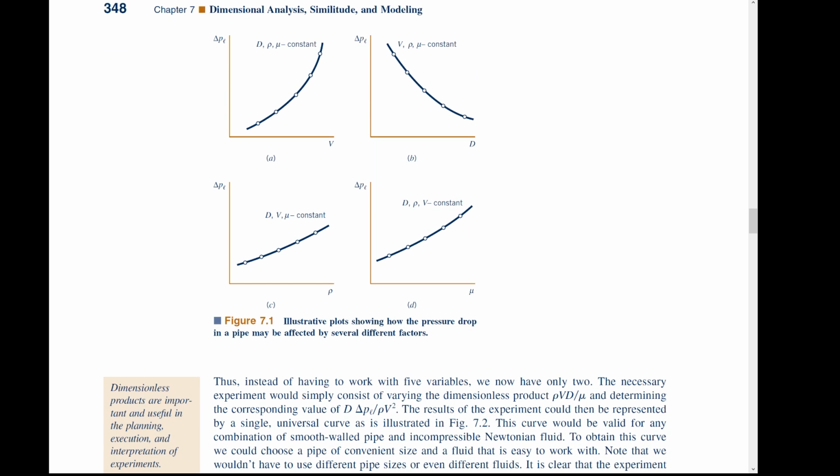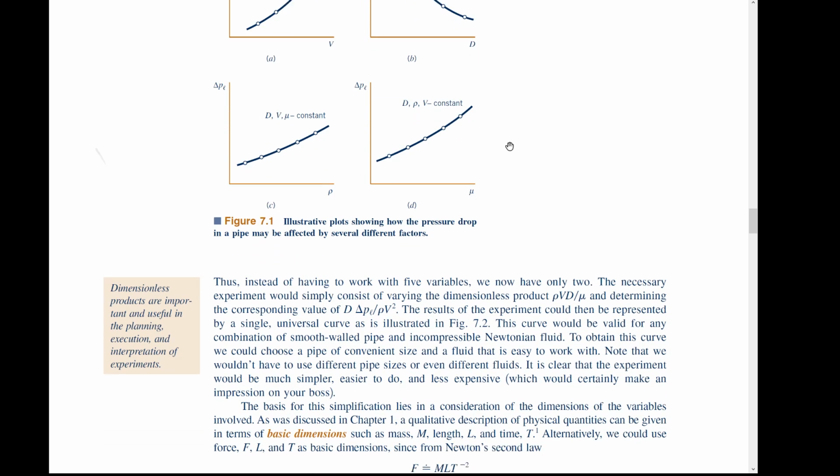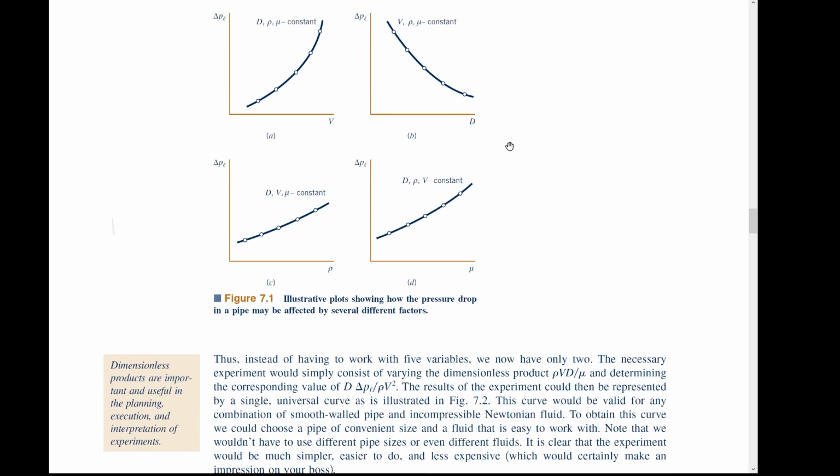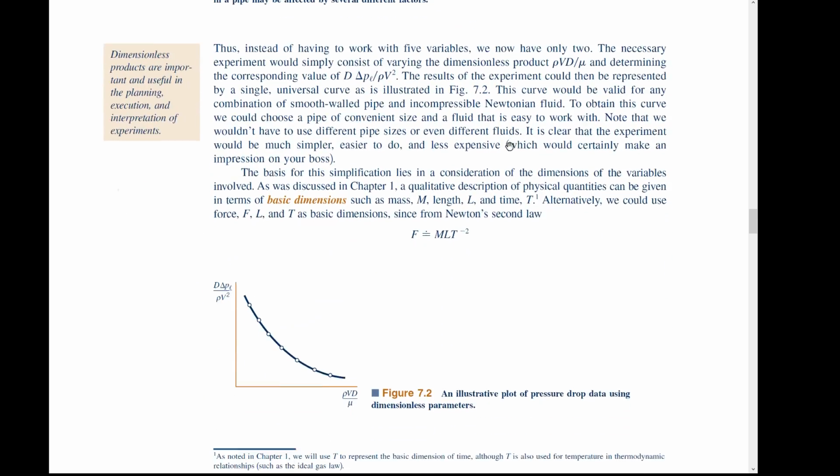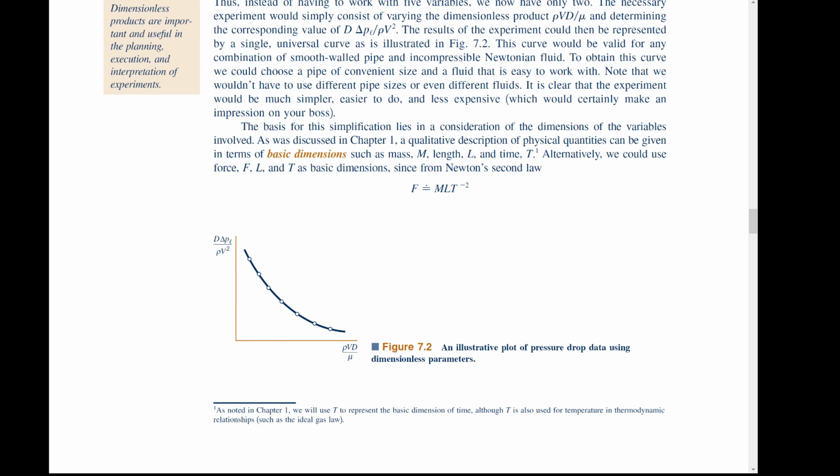The necessary experiment would simply consist of varying the dimensionless product and determining the corresponding value. The results of the experiment could then be represented by a single universal curve as illustrated in 7.2. This curve would be valid for any combination of smooth-walled pipe and incompressible Newtonian fluid. To obtain this curve, we would choose a pipe of convenient size and a fluid that is easy to work with. Note that we wouldn't have to use different pipe sizes or even different fluids. It is clear that the experiment would be much simpler, easier to do, and less expensive, which would certainly make an... Oh boy. Did I read this before?